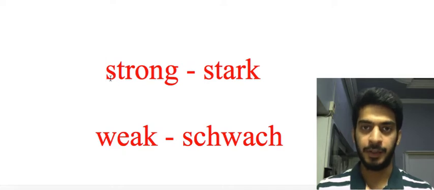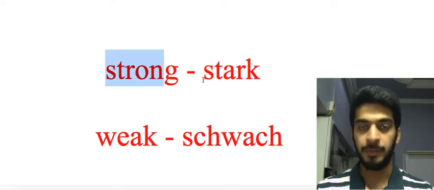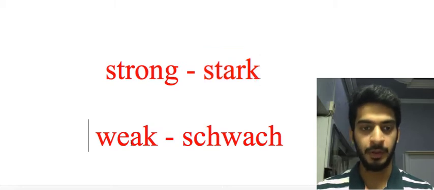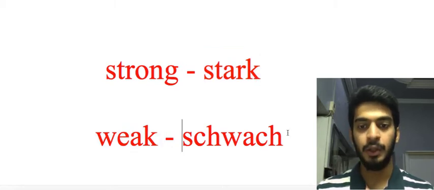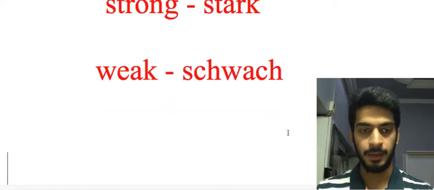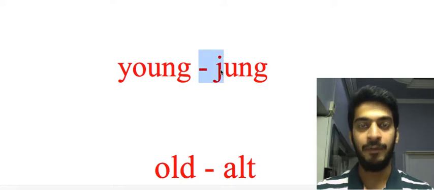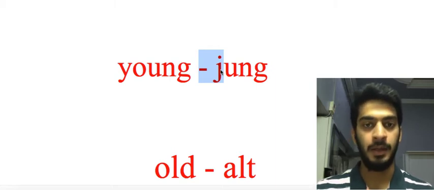Our first adjective is strong. We pronounce it stark in German. And the opposite, weak, we call it schwach. Then young, that is jung. Whenever we use J alphabet in a given word, y sound is produced. So we call it jung, that is young.